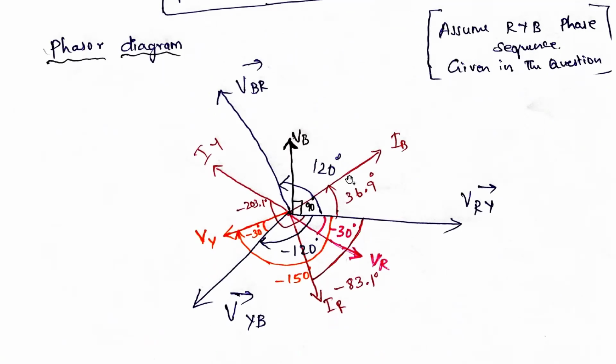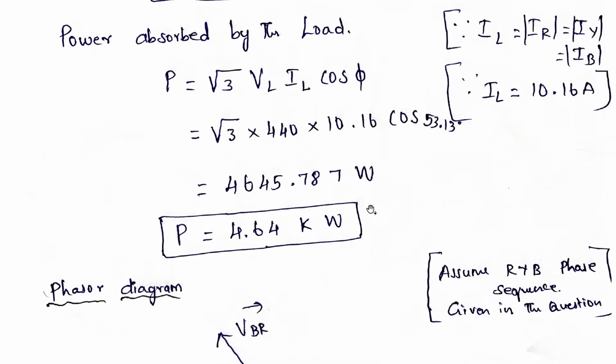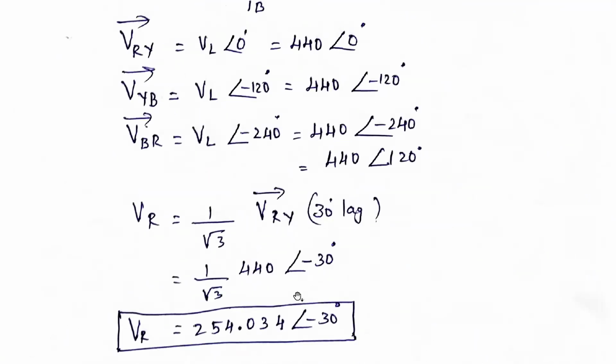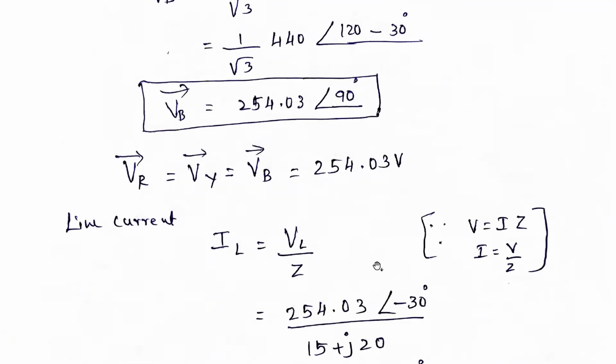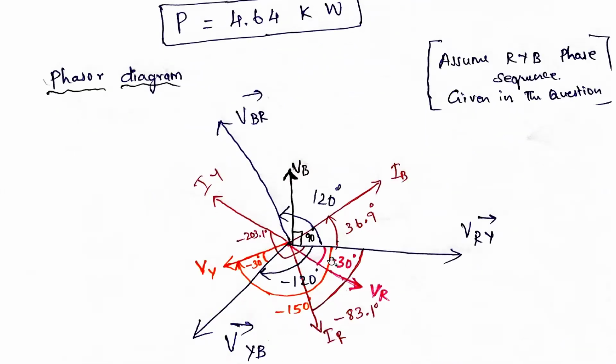Now we are marking the phase voltages VR, VY and VB. So the phase voltage VR we calculated as 254.034 at the angle of minus 30 degree. It is lagging by an angle of 30 degree. So minus 30 degree with respect to this. So here it is VR, minus 30 degree, which is marked in pink color.